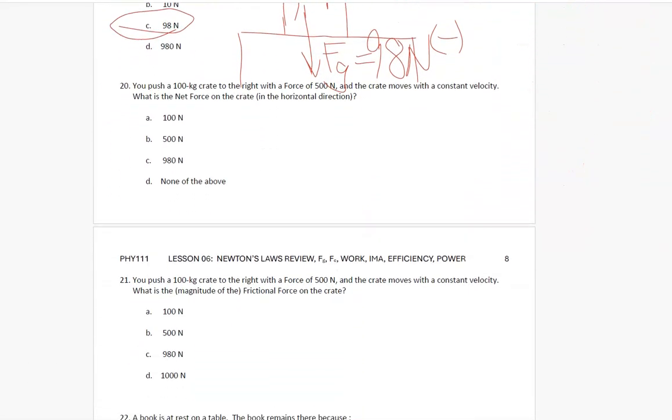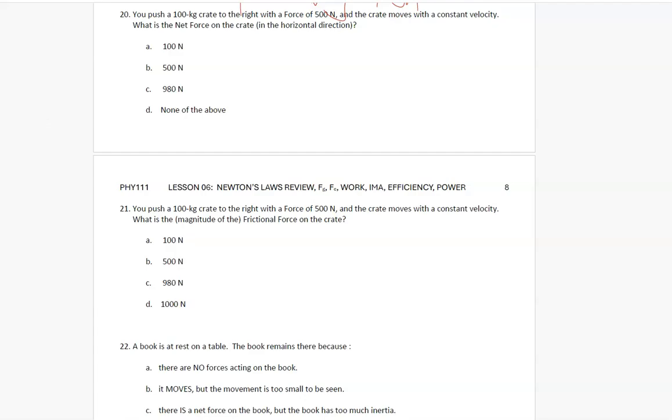Now for number 20 and 21, I'm going to display both of these at the same time because the beginning of each of these questions is exactly the same. You push a 100 kilogram crate to the right, okay, the 100 kilograms is the mass, and you push it with a force of 500 newtons, and the crate moves with a constant velocity. Okay, that's common to both of these questions. It's a 100 kilogram mass, it's moving to the right with a constant velocity, and it's due to a push force of 500 newtons to the right.